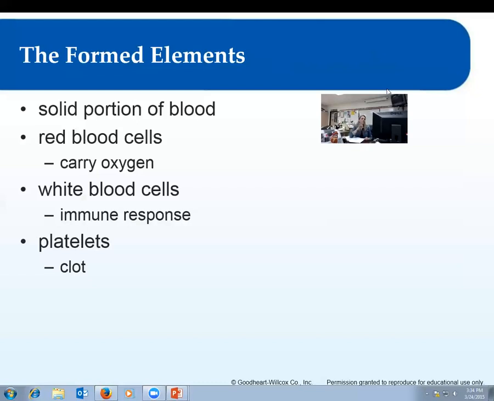The last solid portion of the blood are the platelets. I may have said that earlier, but platelets, their purpose is to clot, to keep you from bleeding out all the time.